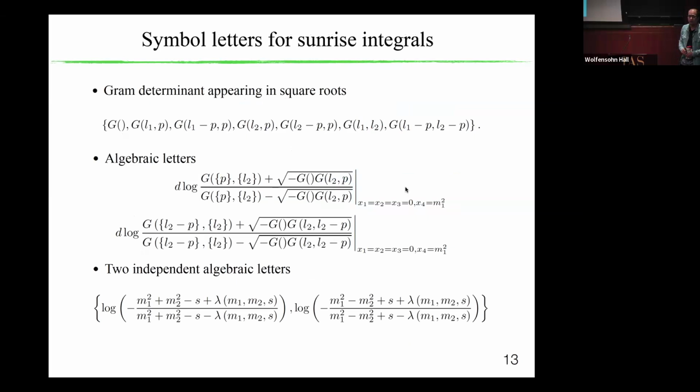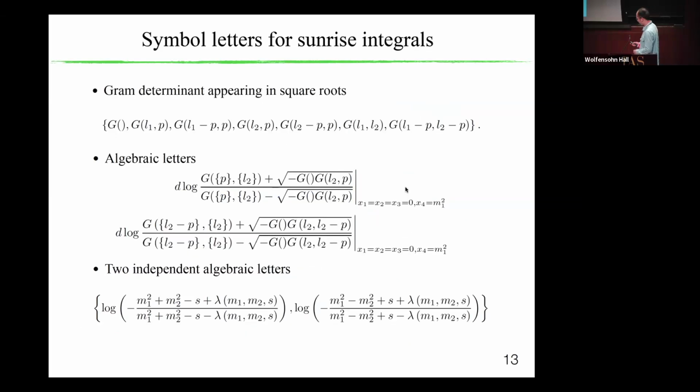Lorenzo? Can you make a statement about when you're able to find all the letters? I mean, does it always give you all of them, or in which cases it doesn't? Do you always have to check, say, with differential equations and so on?